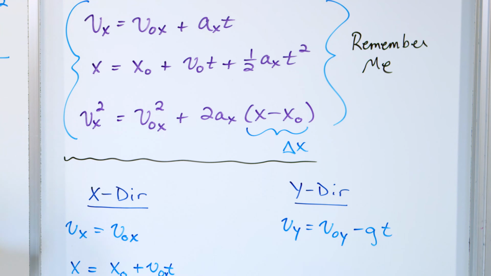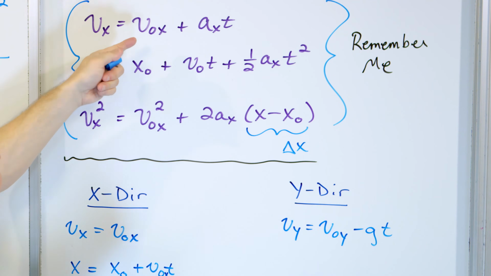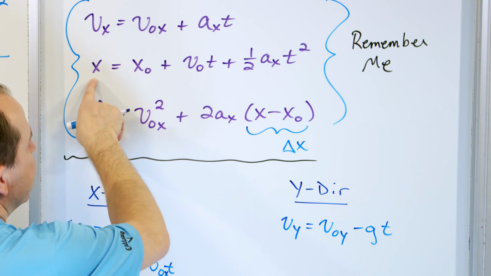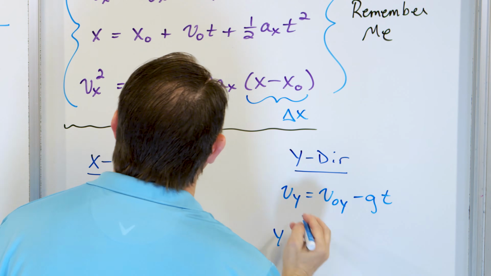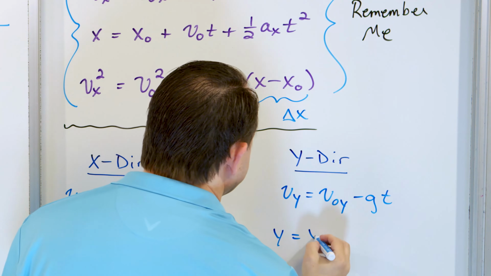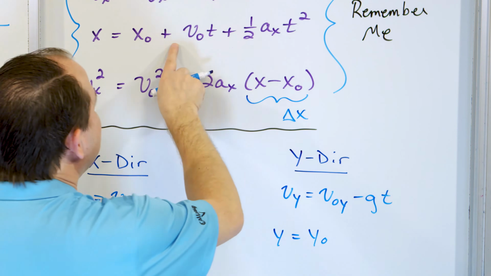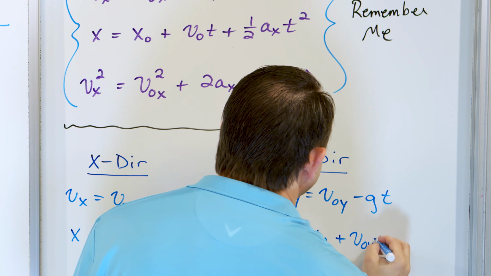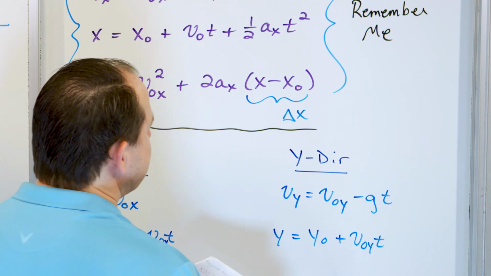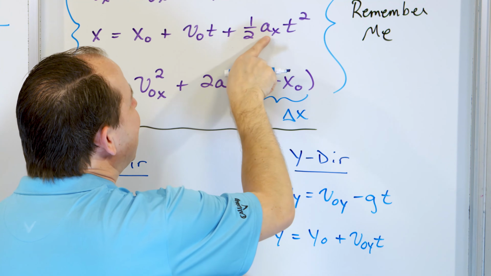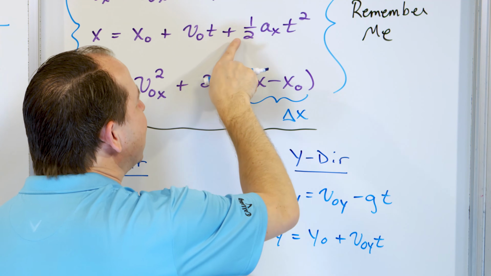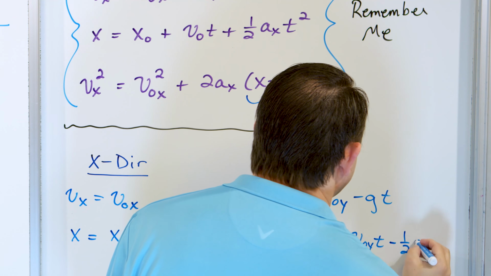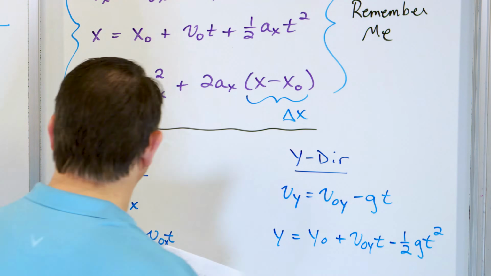Boom, it looks like you have a new equation, but you don't. It's the same equation you had, it's just you replaced the acceleration with negative g. And then finally, the position in the y direction is equal to its initial position in the y direction. Why not? And then we have plus v naught y t, which is initial velocity in the y direction times t. And then we have plus 1/2 a t squared, but a is negative g, so this becomes negative 1/2 g t squared.